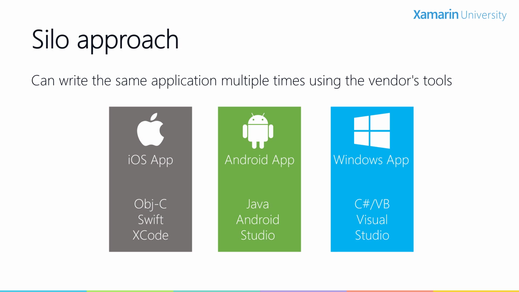We'll start with the silo approach. And this is very, very common, particularly for larger organizations. This is where we write the same code 3 times, once per platform that we want to target. Each of these apps are going to be built using the vendor's tools and the vendor's languages, like Xcode and Swift, Android Studio and Java, or C# or Visual Basic and Visual Studio.